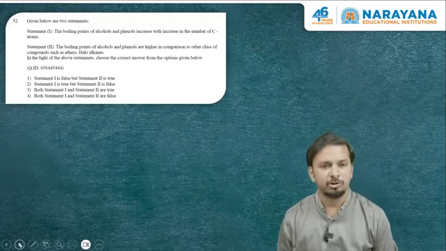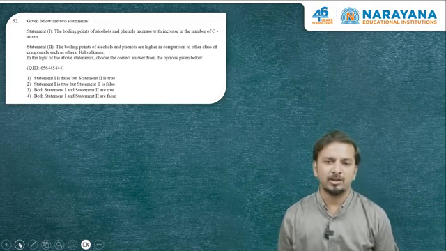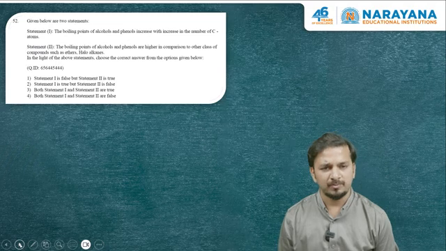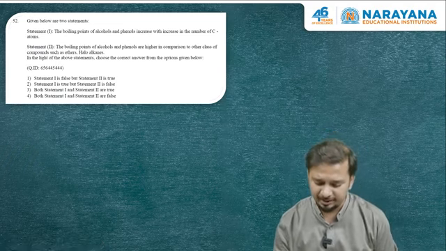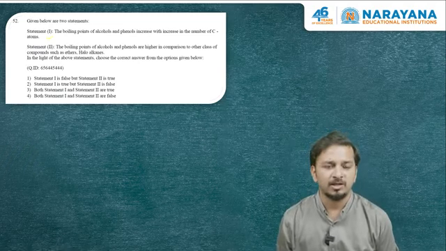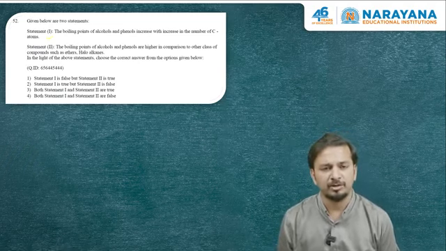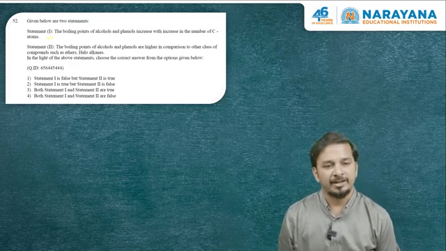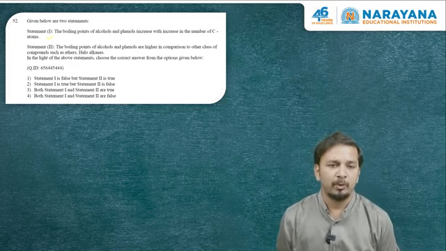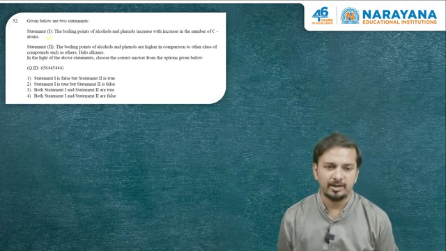Moving to next question. Statement 1 is the boiling point of alcohols and phenols increase with increase in number of carbon atoms. That statement is correct because with increase in number of carbon atoms, there will be more molar mass. More molar mass means more force of attraction. More force of attraction means there will be more boiling point. And statement 2 is given as the boiling point of alcohol and phenol are higher in comparison to other class of compounds such as ether, haloalkanes, etc.